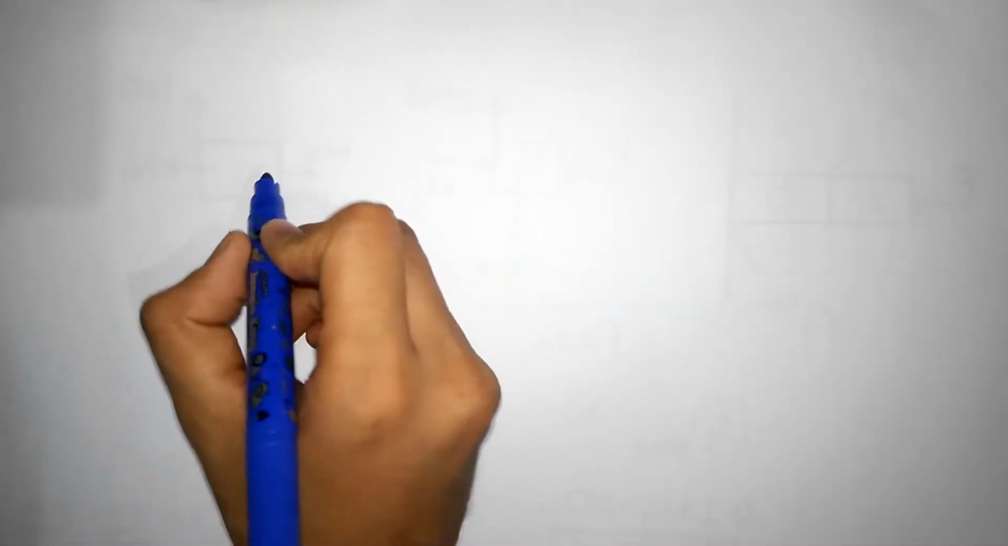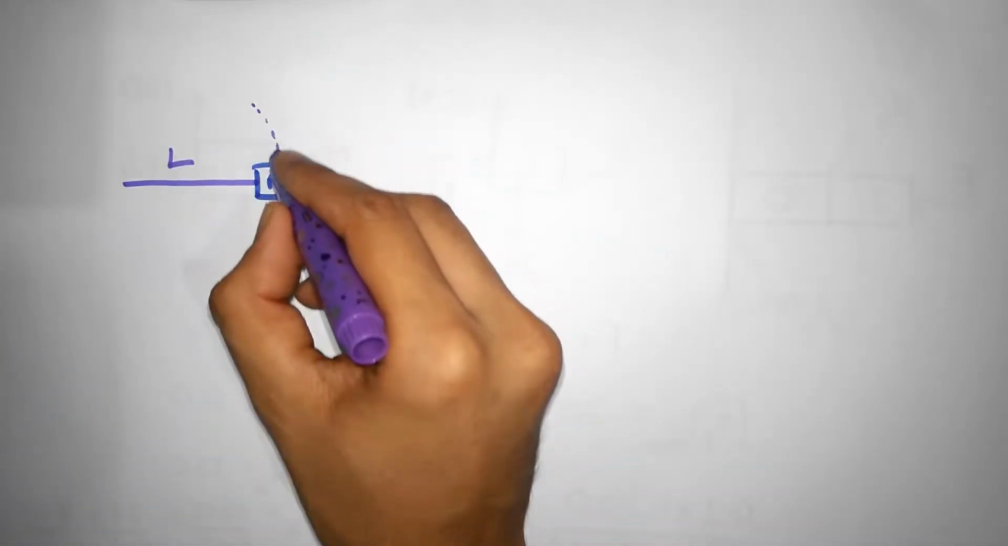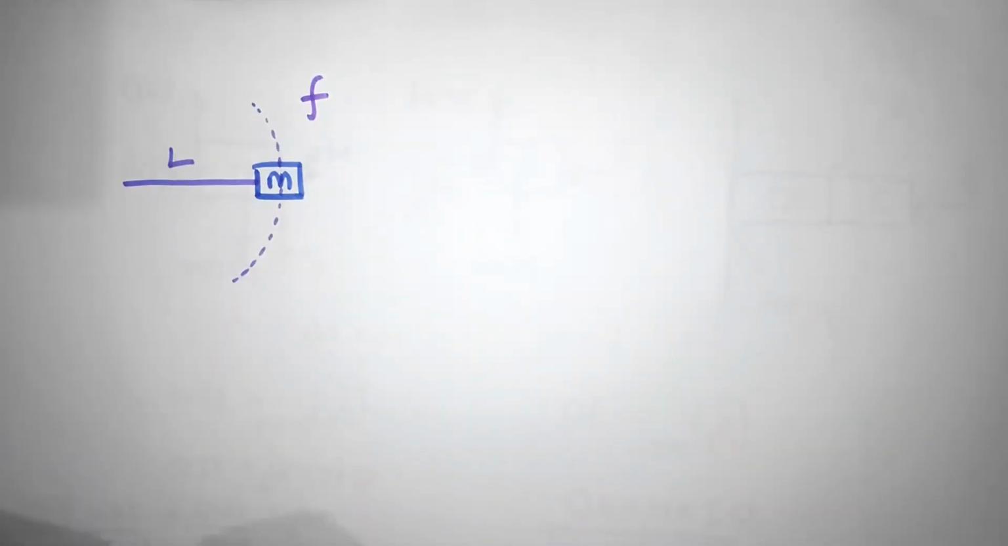We have a mass m, which is tied to a string, and the string has a length L, and it's whirled in a horizontal circle with a frequency f. Frequency is the number of rotations per second. Okay, so the frequency is f. And we need to calculate A, the tension in the string, speed, and angular speed.